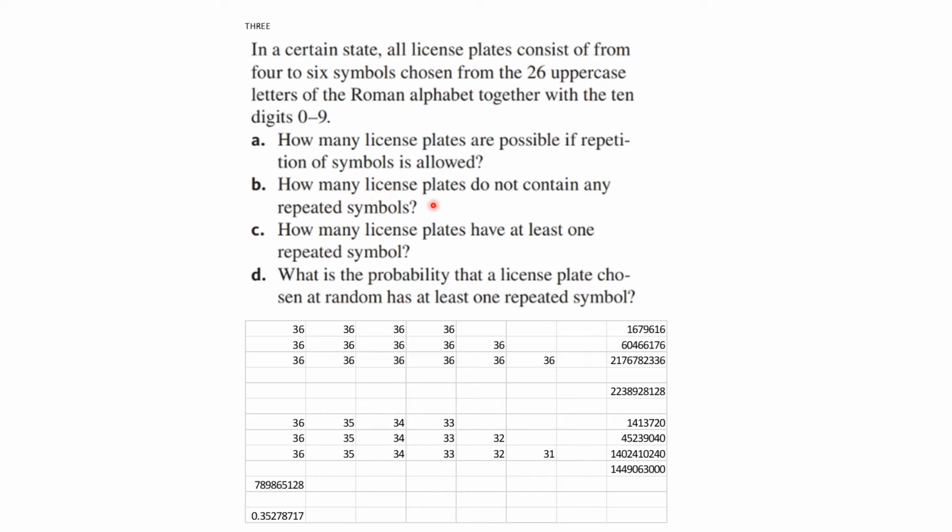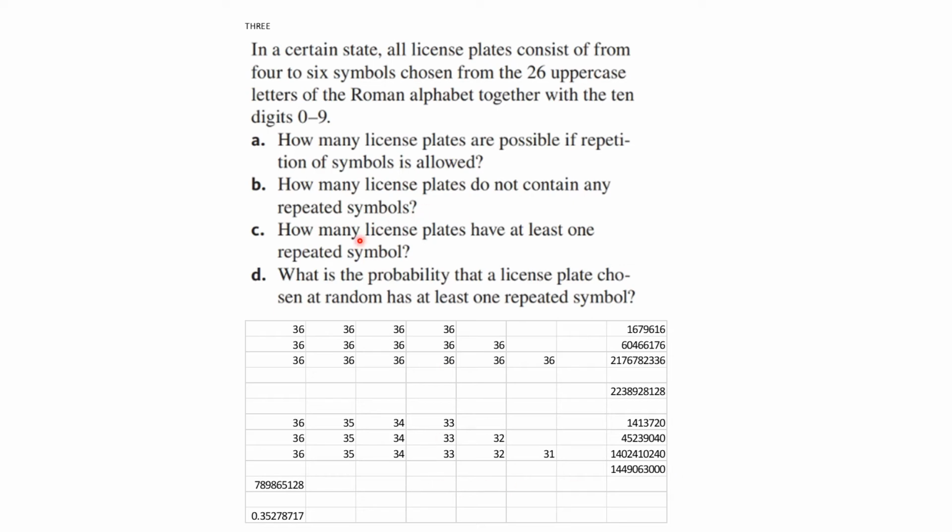Okay, part B. How many license plates do not contain any repeated symbols? Well, again, we have 4, 5, and 6. But here we have 36 ways to pick the first symbol, but then only 35 ways to pick the second symbol, and 34 and 33, giving us this number. When we go to 5, we go 36, 35, 34, 33, and 32. We get this number. When we go to 6, we go from 36 all the way down to 31, and we get this number. We add the numbers, and this is your answer to B.